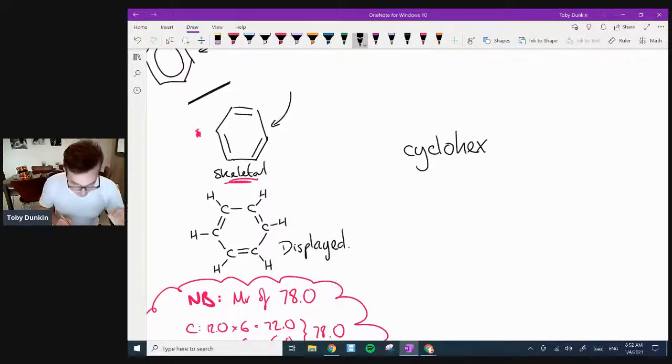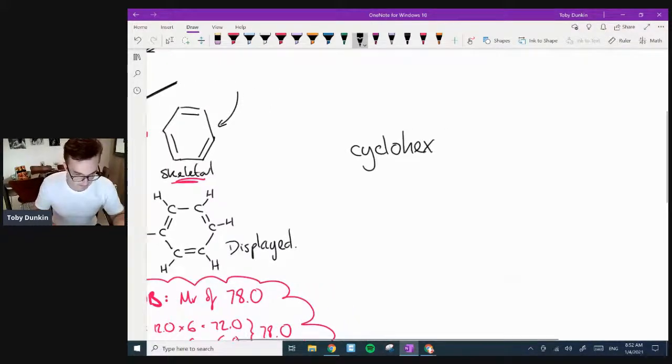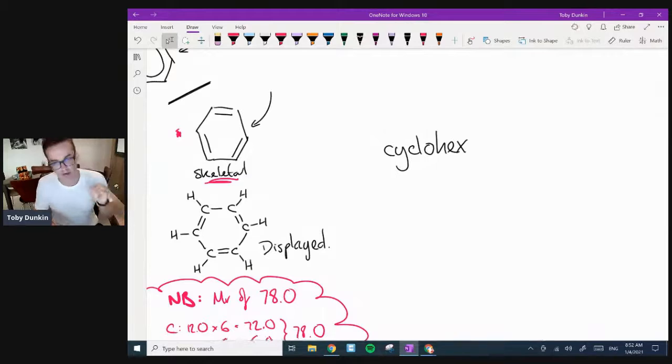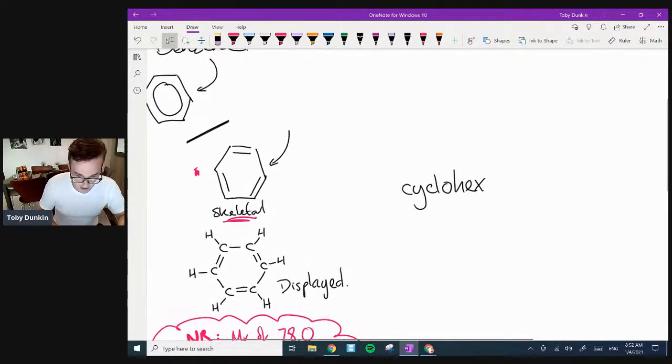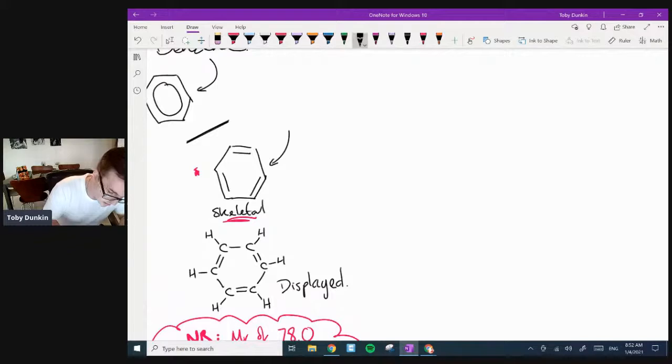Now, this is where things become a little bit tricky, because you don't get this at AS. You do actually. The annoying thing is you kind of do. You get this in nitriles. I should put the name where I pointed the arrow to. So this is cyclohex.